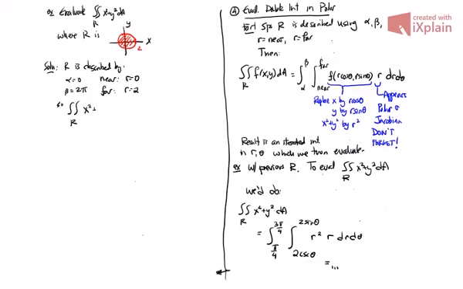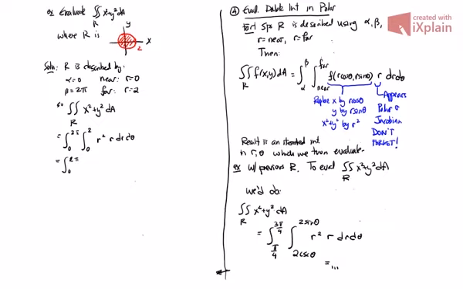So this integral then simply becomes the integral from 0 to 2 pi, from 0 to 2. X squared plus y squared becomes r squared. We have a polar r, dr d theta. So we just charge ahead. So 0 to 2 pi.